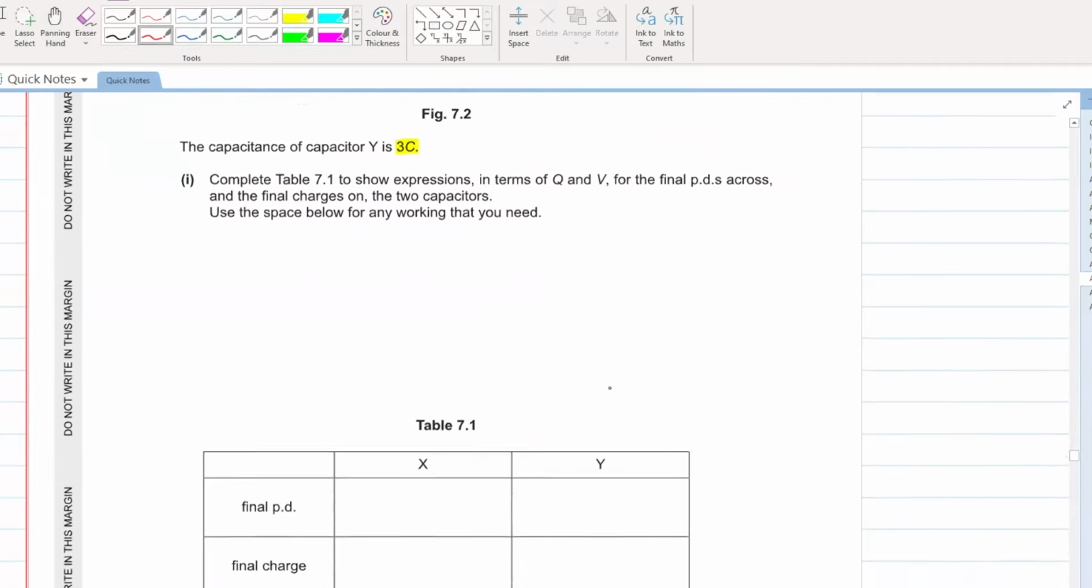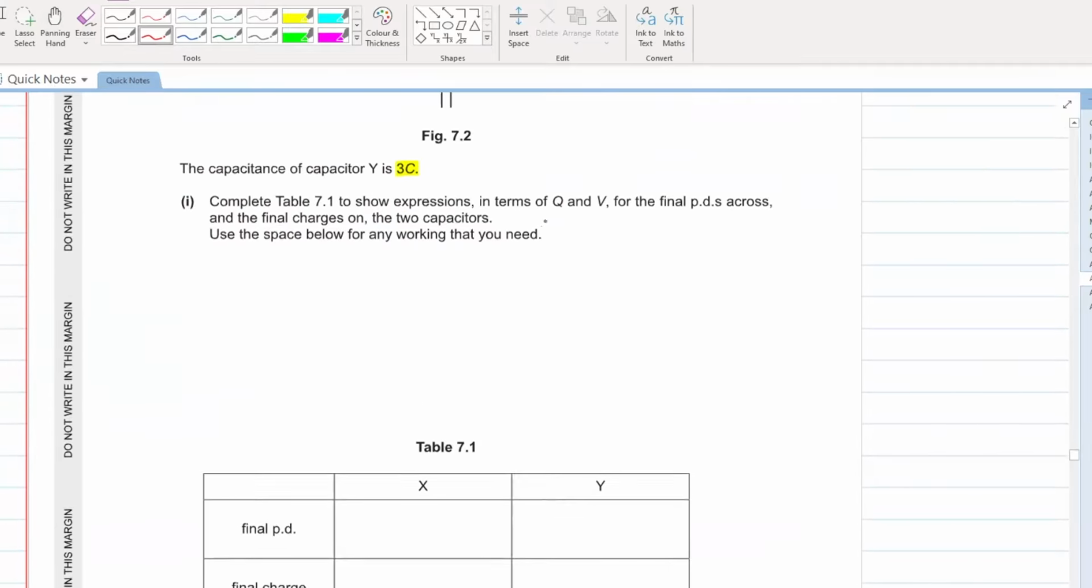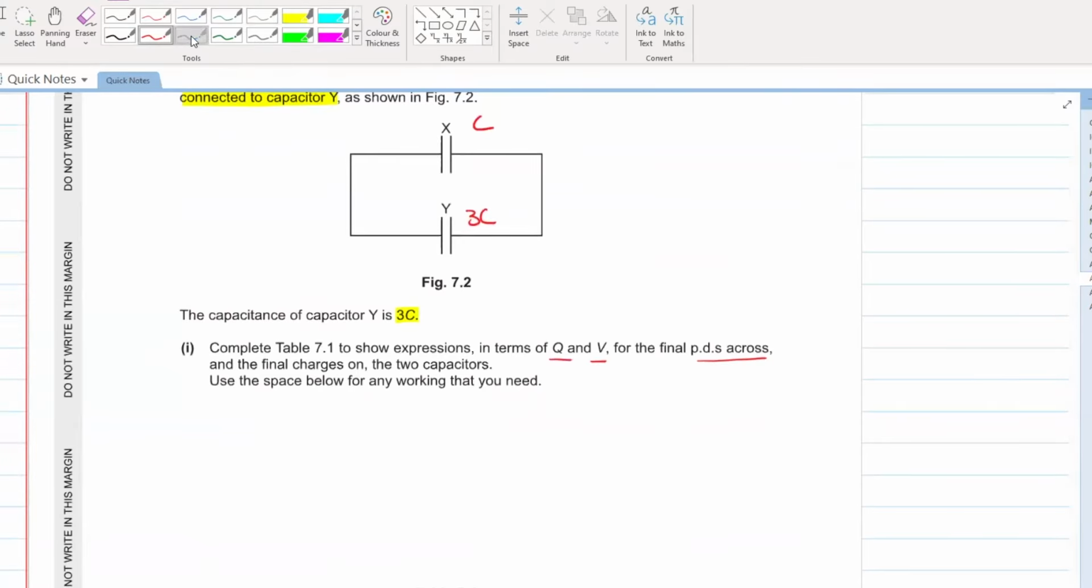Complete figure 7.1 to show the expressions in terms of charge and V for the final potential difference and the final charges on both the capacitors. Use the space below for any working that you need. So you have to tell the final voltage across X and the charge across X, and the final voltage across Y and the charge across Y. So how are we going to do this? Any ideas, any geniuses in the chat today?